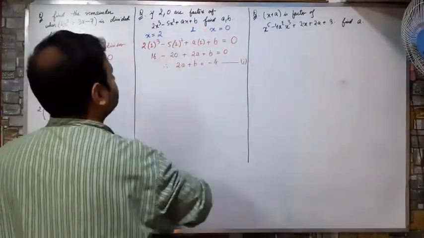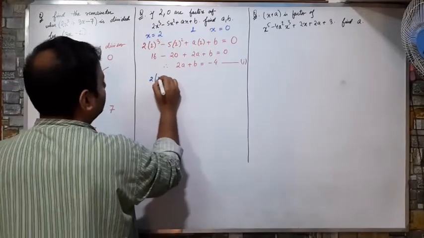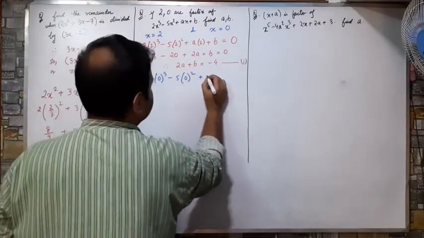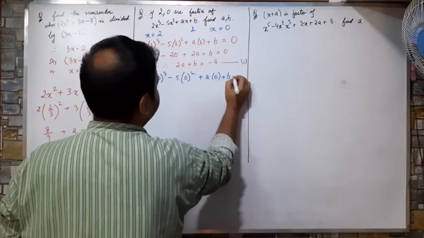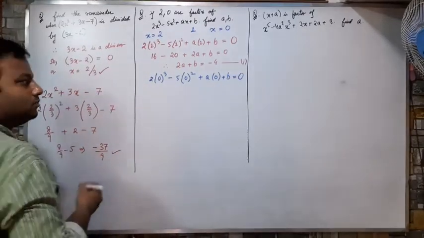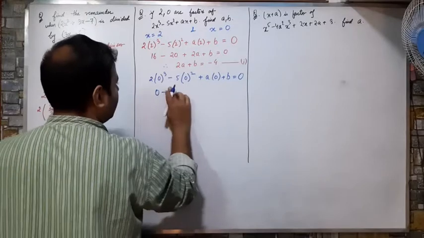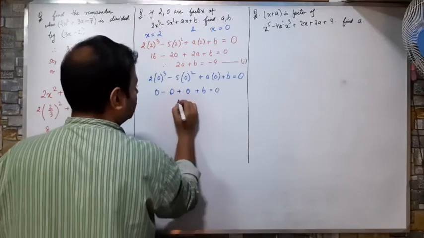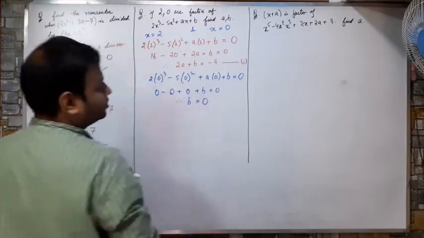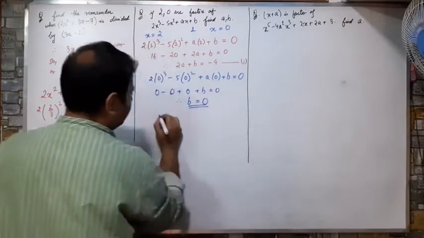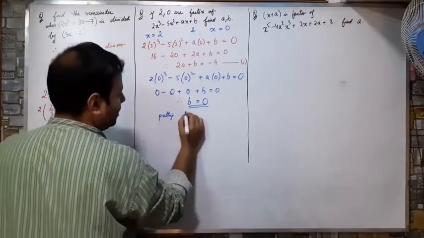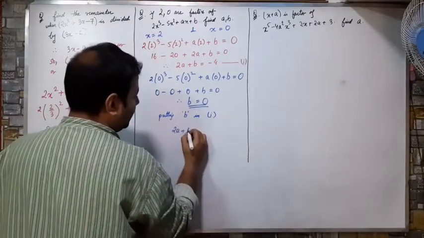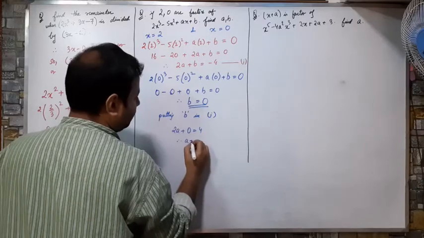Now for x equals to 0, I am putting 2 into 0 cube minus 5 into 0 square plus a into 0 plus b equals to 0. Okay, so I am getting 0 minus 0 plus 0 plus b equal to 0. So therefore b is also 0. So I have got b equals to 0. Putting b in 1, I am getting 2a plus 0 equals to minus 4. Therefore a equals to minus 2.